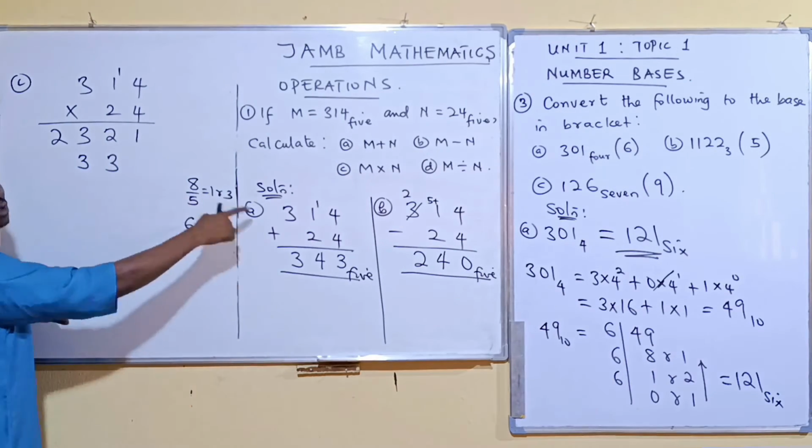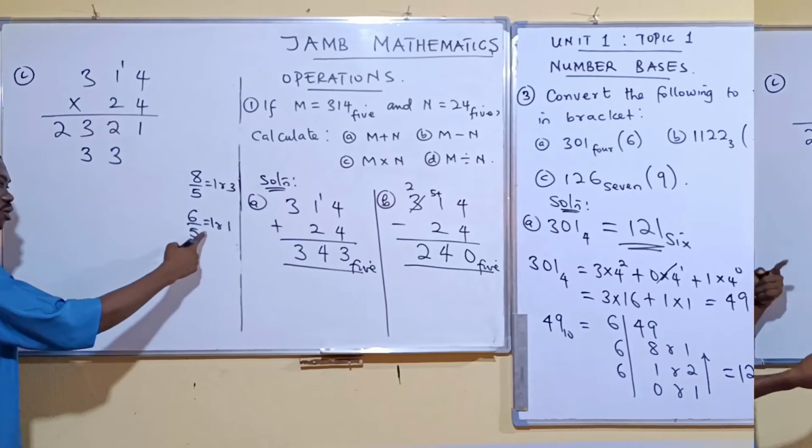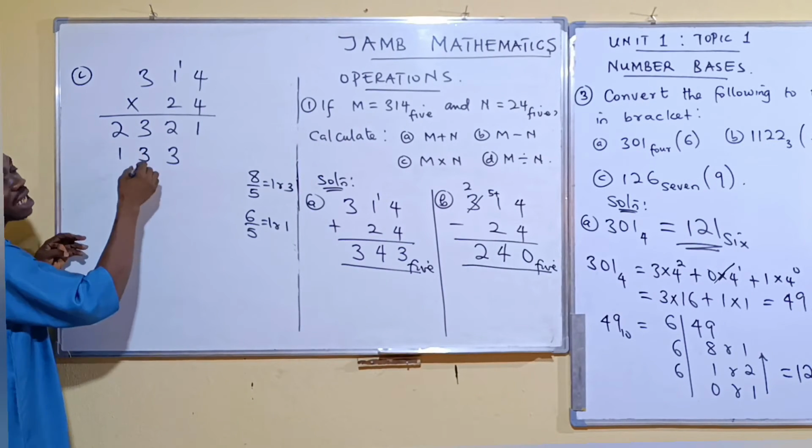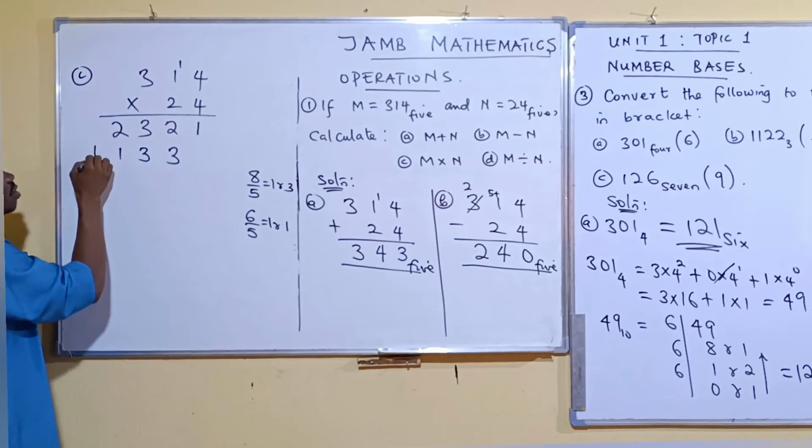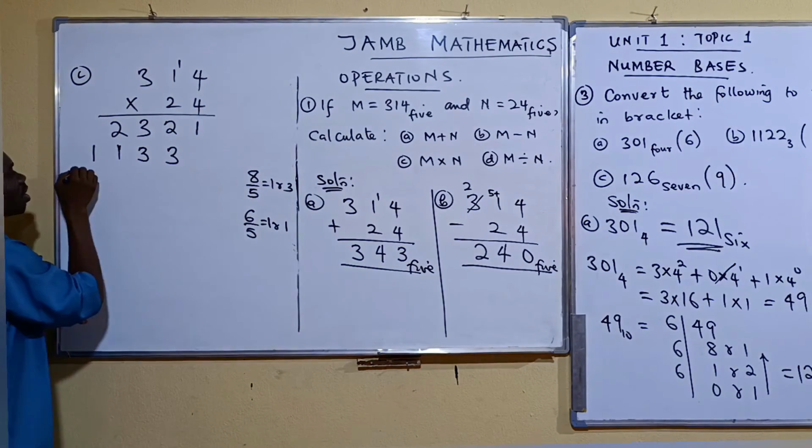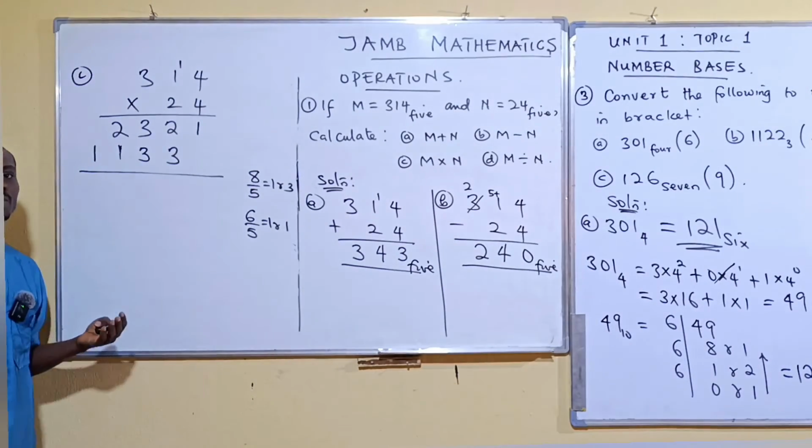With time, you will not need to be doing all this. You will know which one to write. Okay, so here I will now write 1, and then I will carry 1 over, which I will drop here. Okay, and you are done with multiplication.